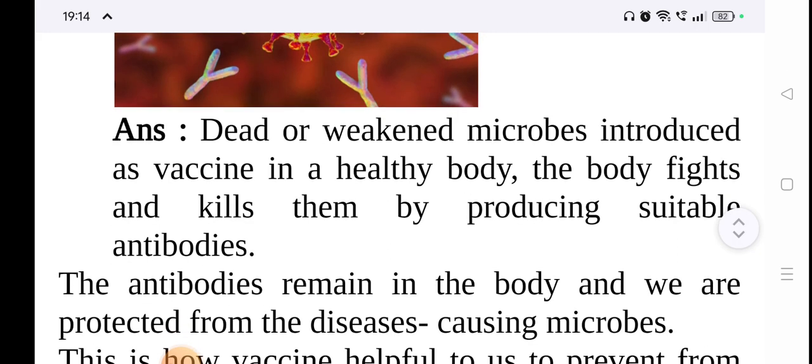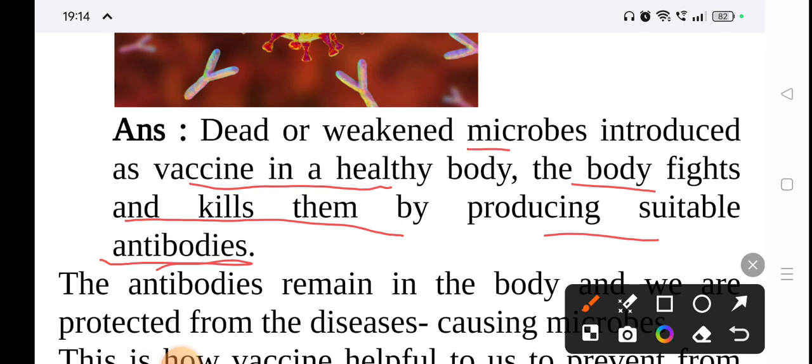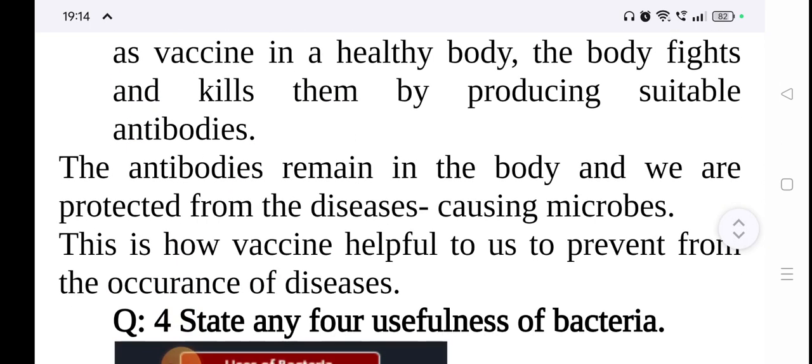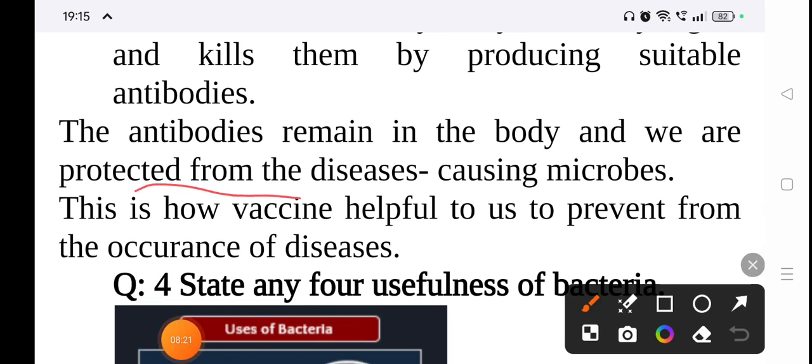See, dead or weakened microbes introduced as a vaccine in a healthy body, the body fights and kills them by producing suitable antibodies. The antibodies which are there in our body fight against that weakened microbes. The antibodies remain in the body and we are protected from the disease causing microbes. This is how vaccine is helpful to us to prevent the occurrence of disease.